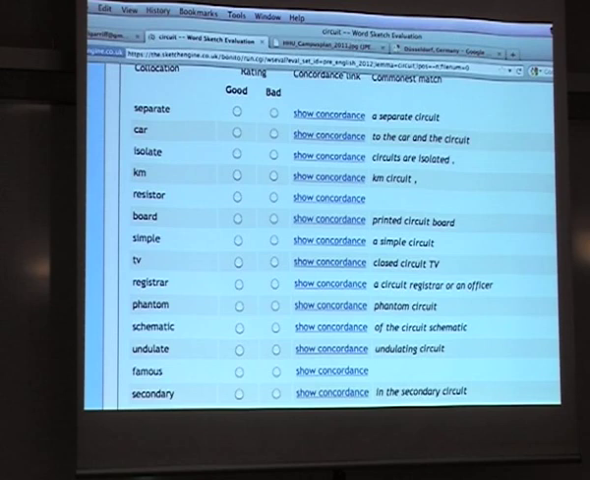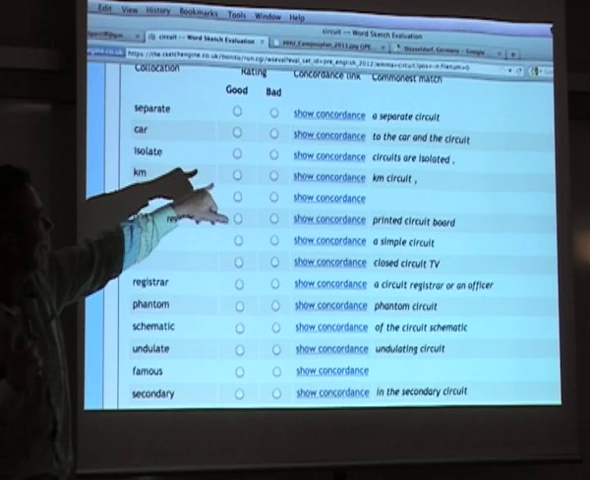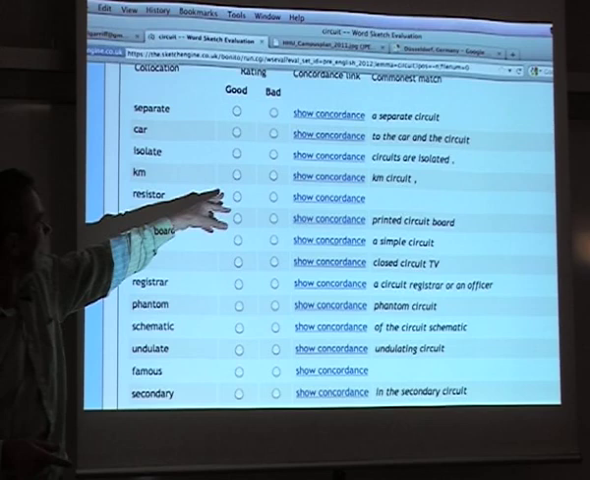We did it as an interface like this. So the lexicographer, so this is for the English noun circuit. So the first one is separate. A separate circuit, well, for me as a native English speaker, I say there's nothing very collocational about that, so I'll tick the bad box there. The car and the circuit, no, that one's pretty bad. Circuits are isolated. Yeah, here we're talking, as a native speaker, it's immediately apparent that we're talking about circuits in the electronics sense, and an isolated circuit, yes, isolating circuits is something you often do want to do. That's collocational, tick the yes, the good box there. KM, that's noise, that's bad.